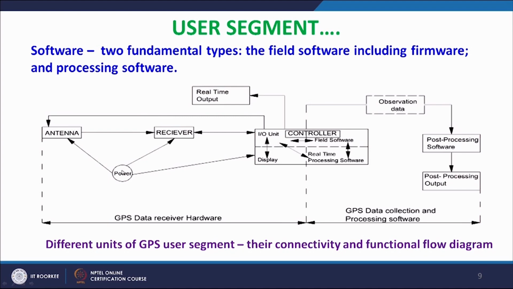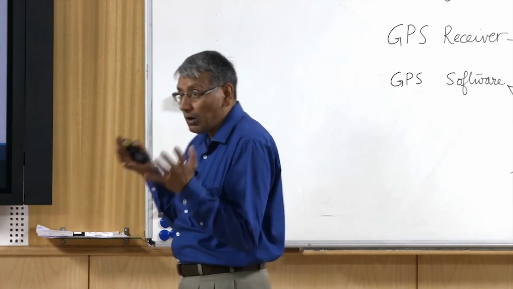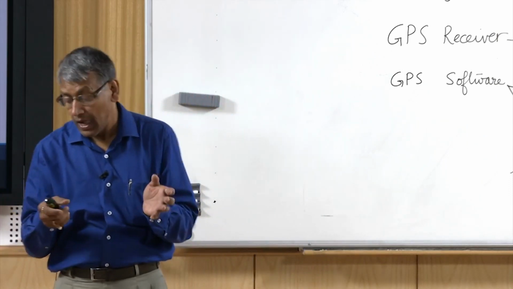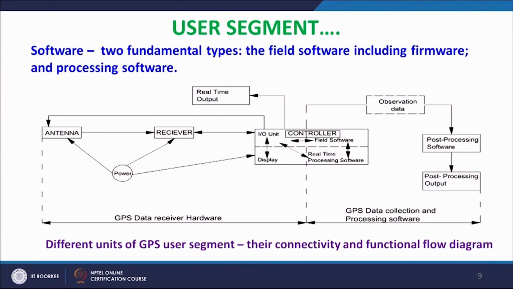Now this antenna is used to gather the GPS signal out of the atmosphere. Actually, this atmosphere is full of so many electromagnetic waves. Of these, we are interested only in the GPS signal, and this antenna can gather those GPS signals, and after gathering them, it will transfer them to the receiver.